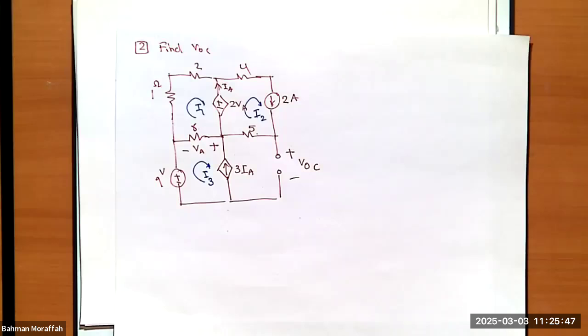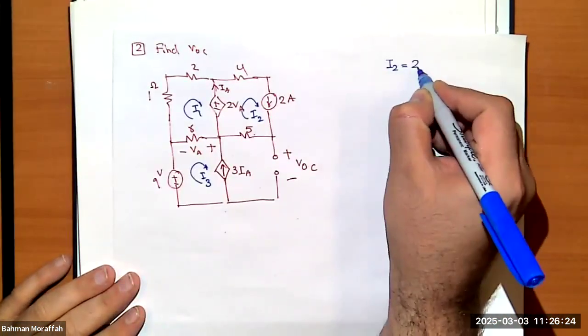Remember, current sources, when we're doing mesh analysis, are either very easy or problematic. They're easy if the current source is located in one loop. They're problematic if they're located between 2 loops. What was the idea to get rid of the current source in the 2 loops? Doing a super loop. In this case, if I look at I2, that's exactly that 2 amps. So that's the easy current source. So I know I2 is 2 amps.